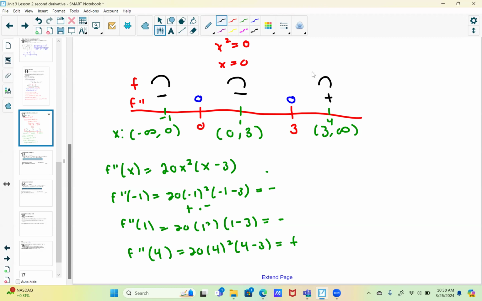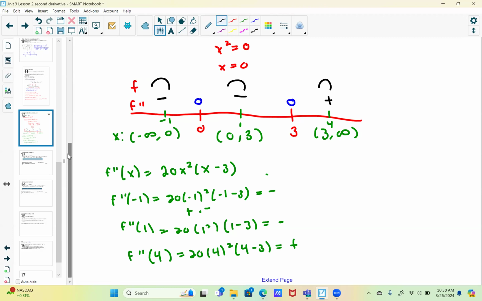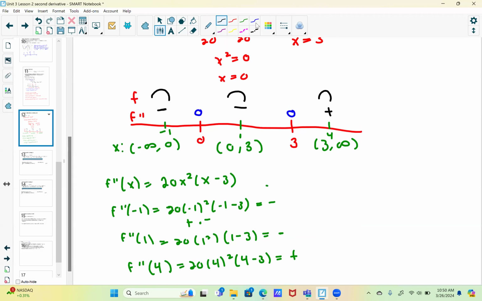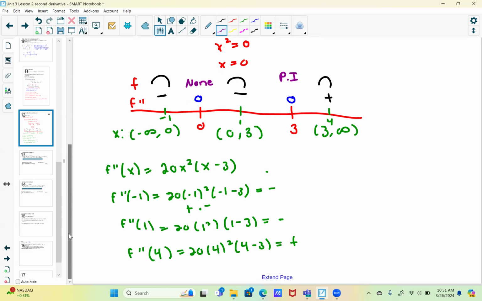And so this is important to show the sign chart because what we can see is the only place the second derivative changes sign is at x equals 3. And so this is a point of inflection. This is not. This is not anything. So when we say the point of inflection, the only one I'm giving is x equals 3.